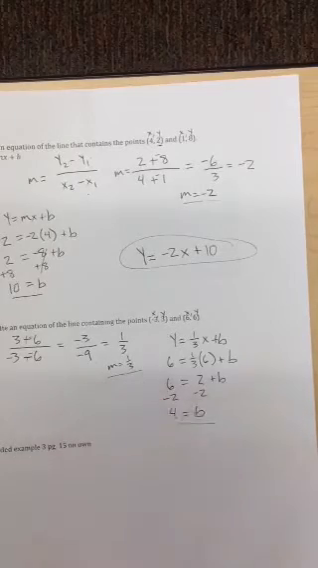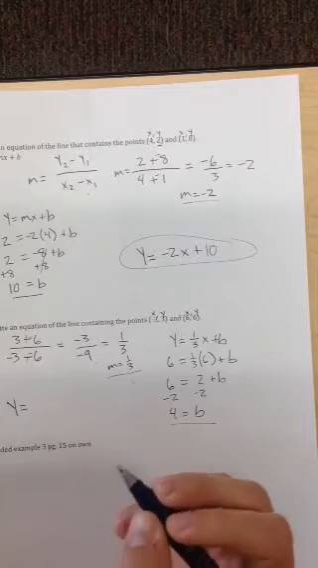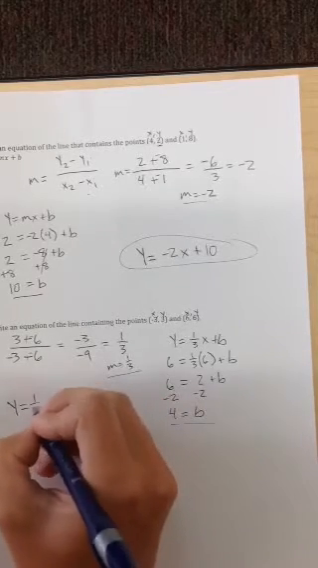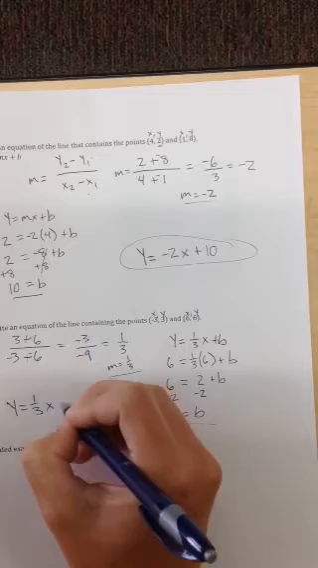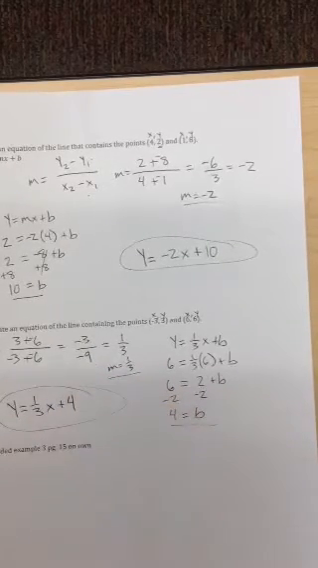I've got my b, I've got my m. Last thing I have to do is throw it together in an equation. So I would go y equals, my slope is 1/3 x plus my y-intercept is 4. And that would be your equation.